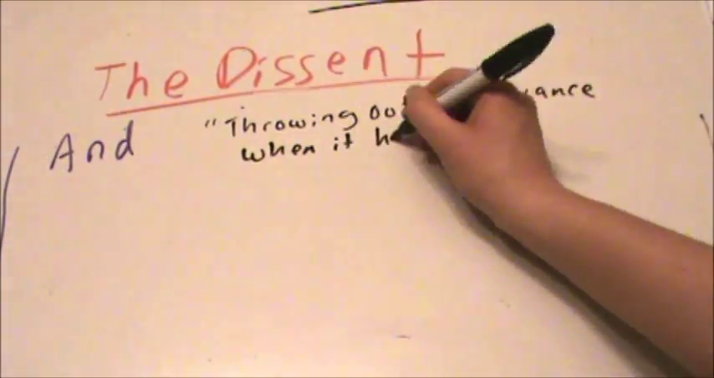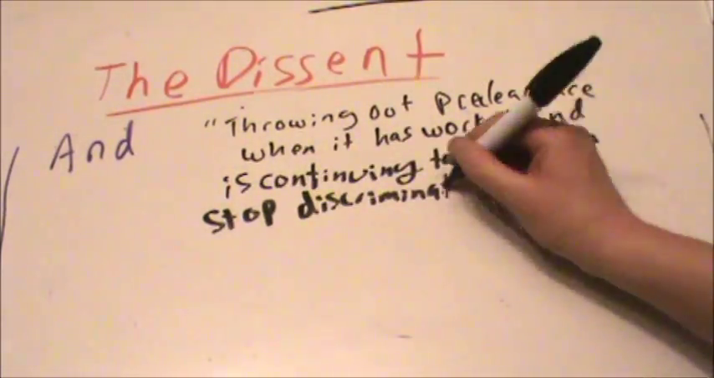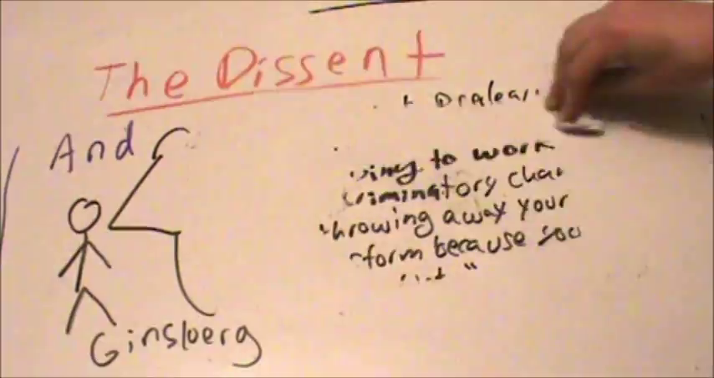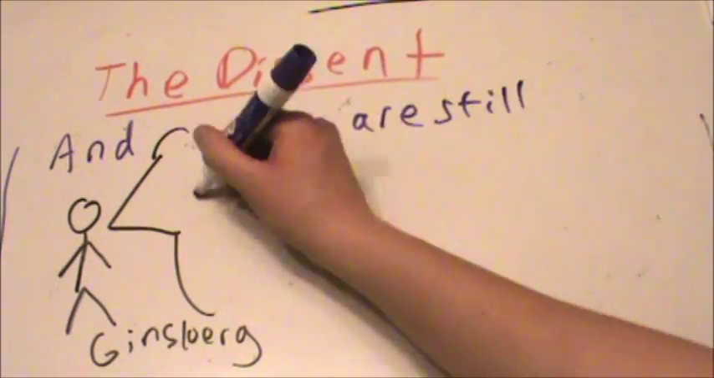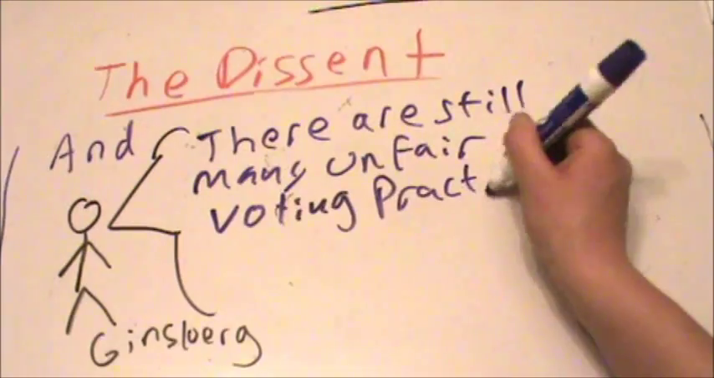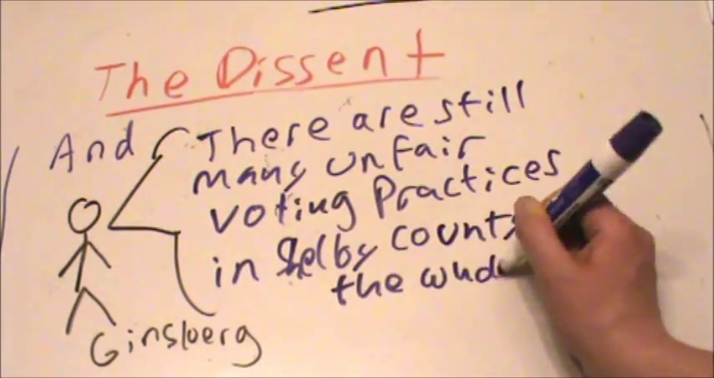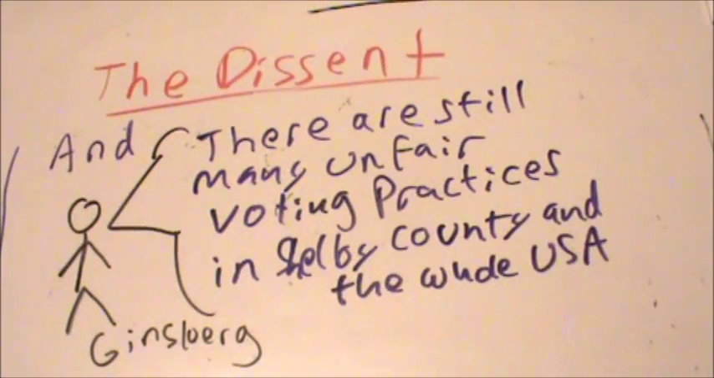Ginsburg says that throwing out preclearance when it has worked and is continuing to work to stop discriminatory changes is like throwing away your umbrella in a rainstorm because you are not getting wet. And she says that there are many unfair voting practices still in Shelby County and the whole U.S., which is backed up with evidence.